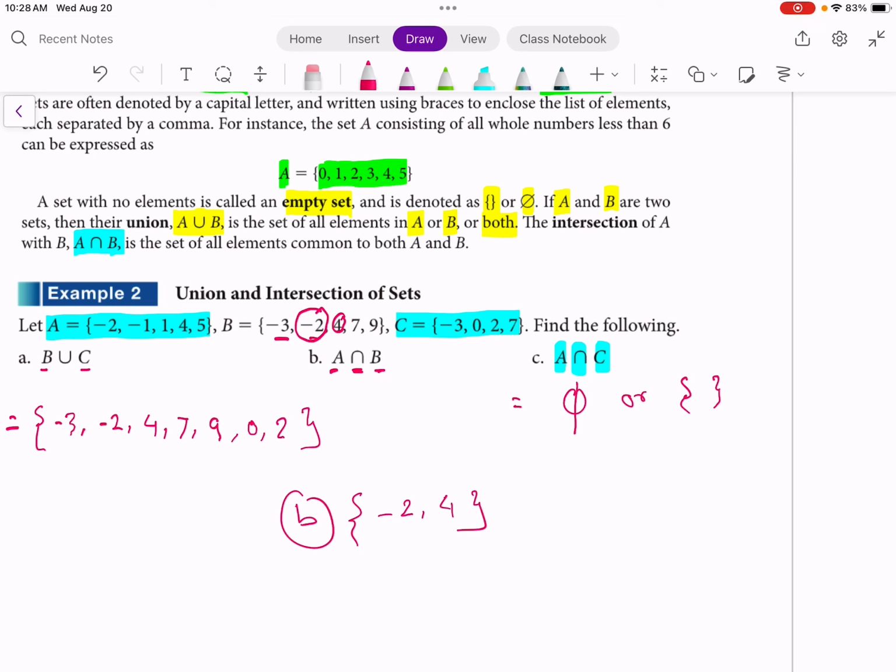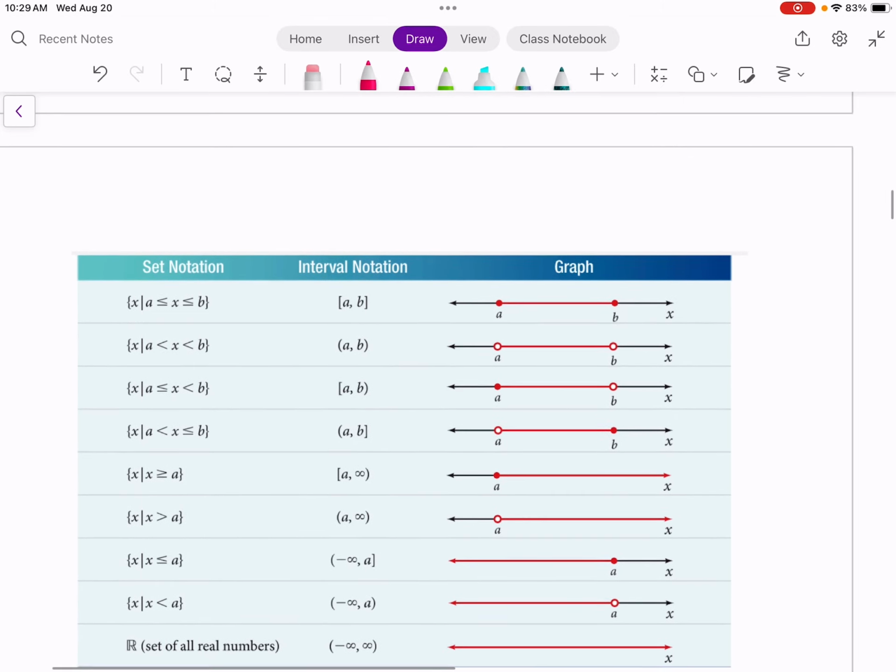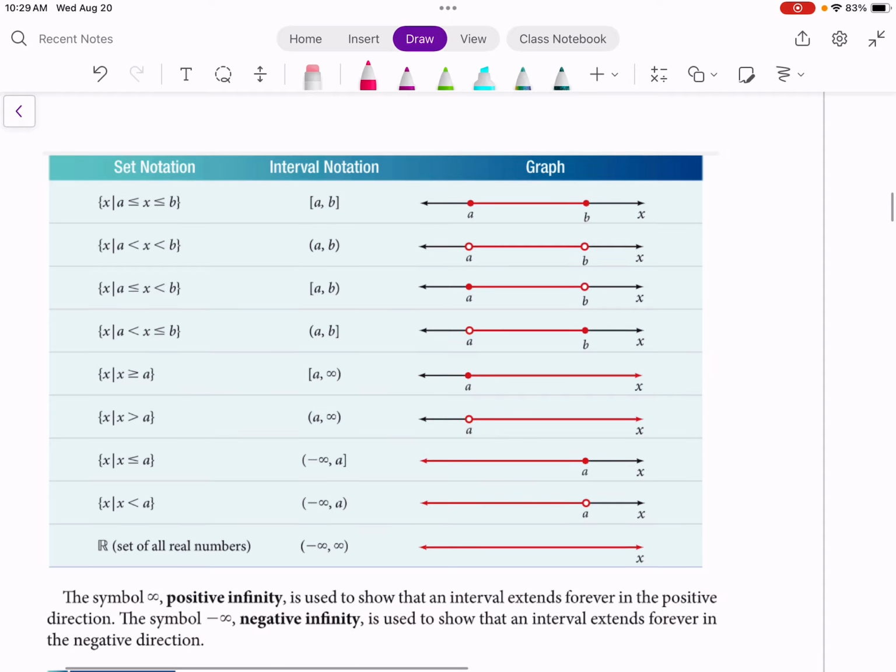So this is how we can find the union and intersection of a set. Does anyone have any question up to here? Finding union, intersection. Okay, so let's go to the next one.